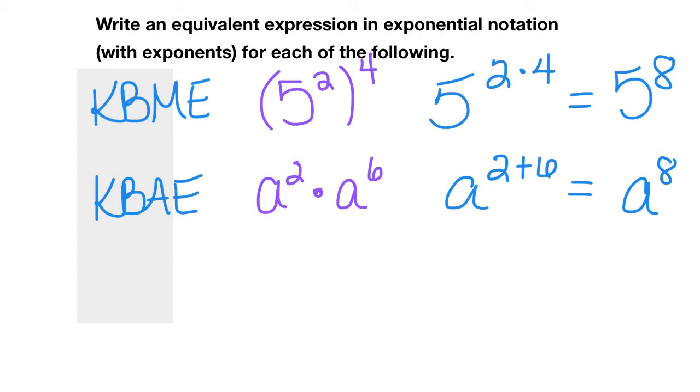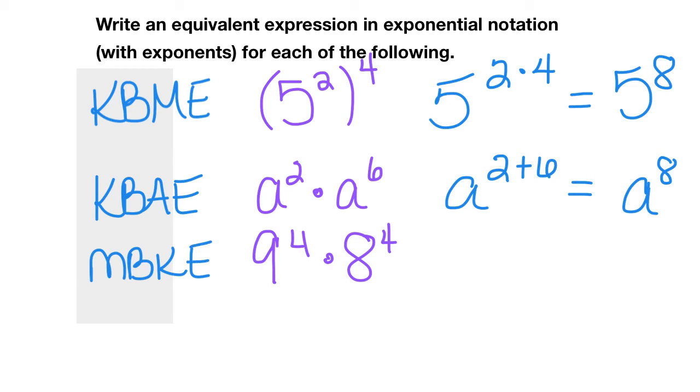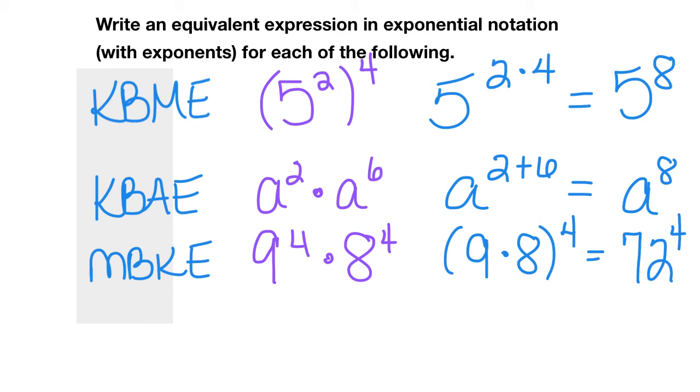Third on your page, it's covered up, so I want you to go by this one. It is 9 to the 4th power times 8 to the 4th power. This is the power of products. This is where we're going to multiply the base and keep the exponents. So we're going to multiply the two bases, 9 times 8, and we're going to keep their common exponent. So we end up with the expression 72 to the 4th power.